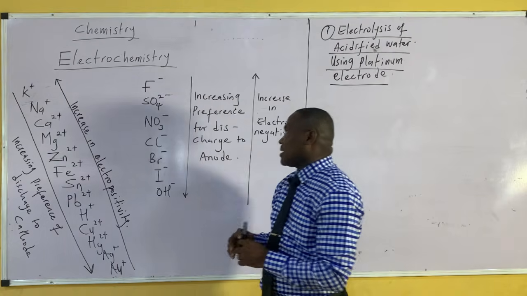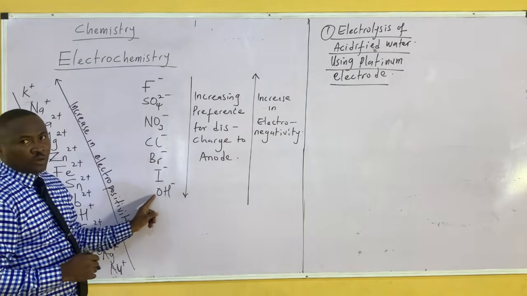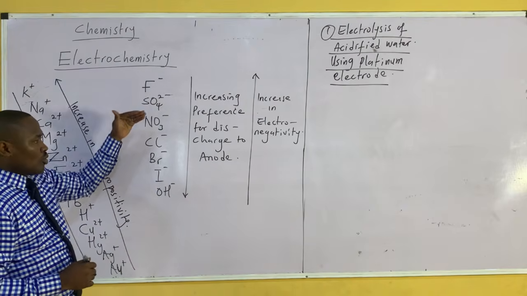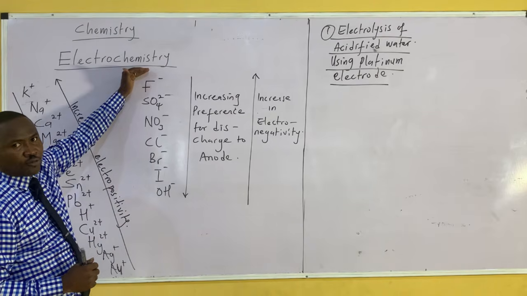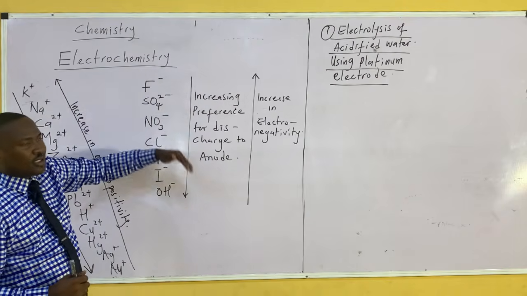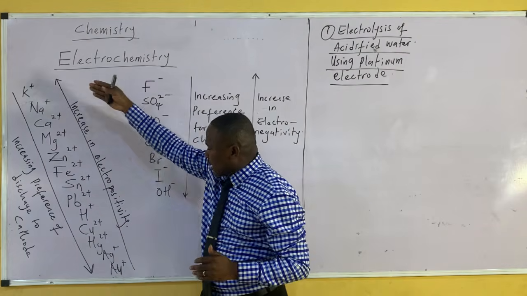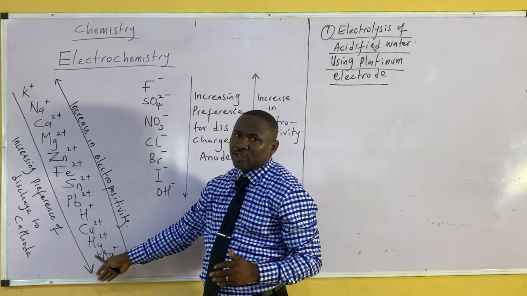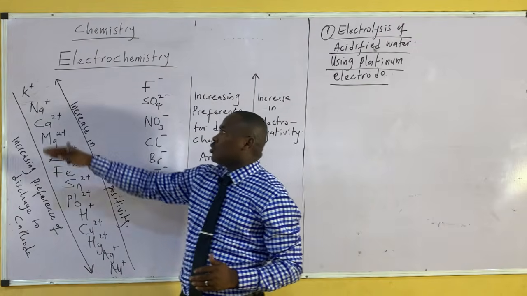So if I have a case of this ion against this ion, this one will have more chance to be discharged over this. So ions below are preferentially discharged over those above. Take note of this. This is the increase in preference of discharge of ions. If I come over here, as I go down, it is also showing increase in preference of discharge of ions. So ions below are preferred over those above.